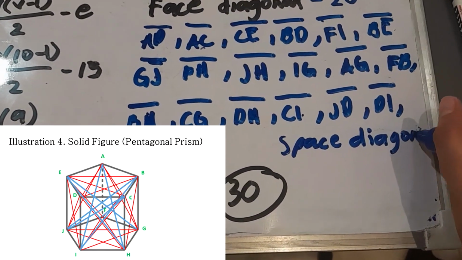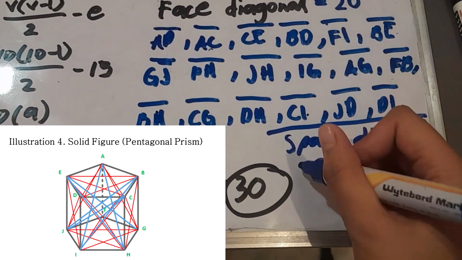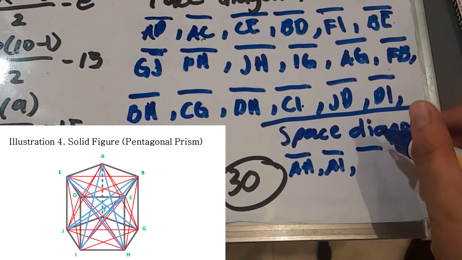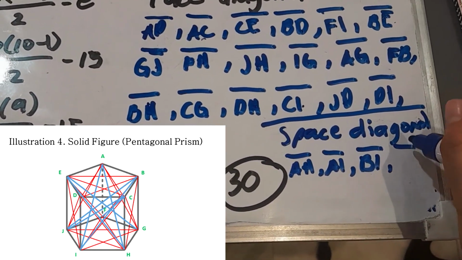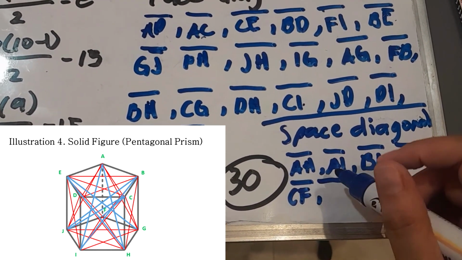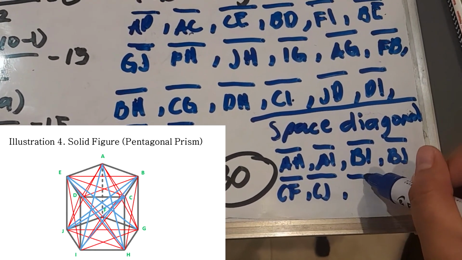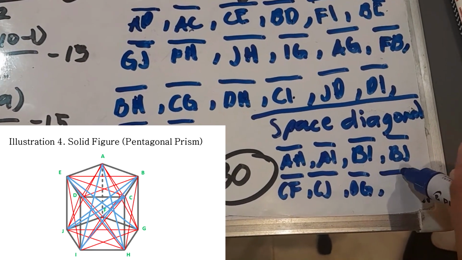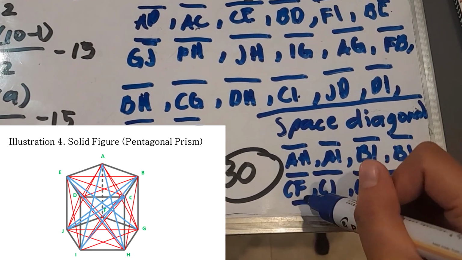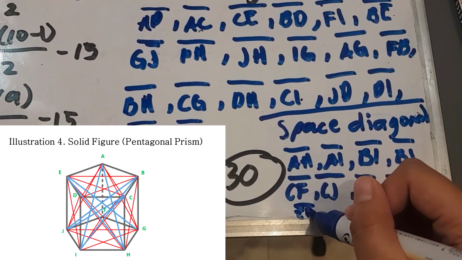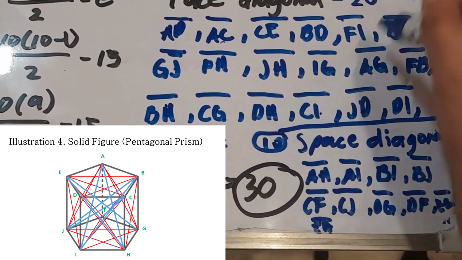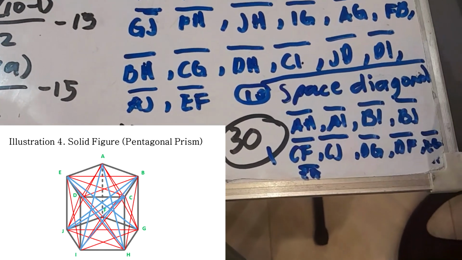are line segment AH, line segment AI, line segment BI, line segment BJ, line segment CF, line segment CJ, line segment DG, line segment DF, line segment EG, and the last one, line segment EH, in a total of 1, 2, 3, 4, 5, 6, 7, 8, 9, 10. So 10 plus 20 is equal to 30 diagonals.